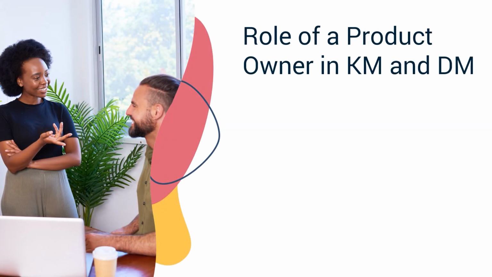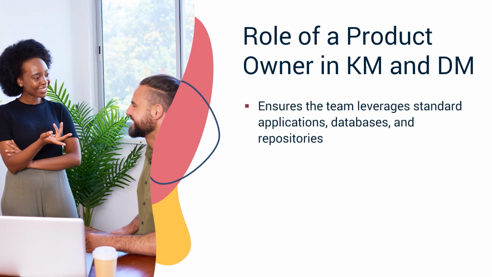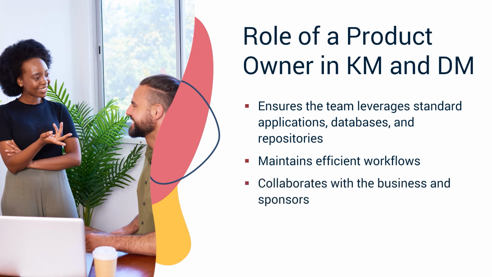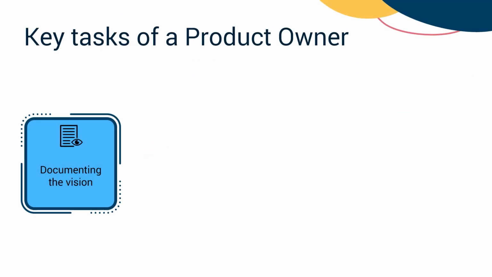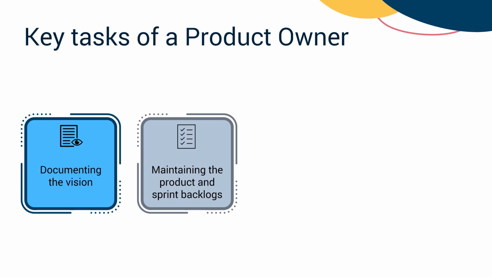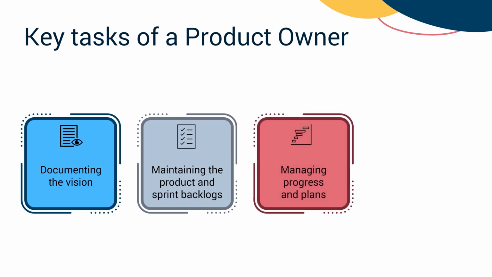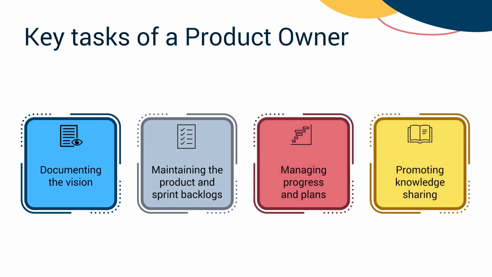The product owner plays a vital role in KM and DM. They ensure the team leverages standard applications, databases, and repositories to maintain efficient workflows. If gaps exist in the organization's information systems, the product owner collaborates with the business and sponsor to secure the necessary tools and technology. The product owner has 4 key tasks: documenting the vision, maintaining the product and sprint backlogs, managing progress and plans, and promoting knowledge sharing. Let's explore these tasks in detail.